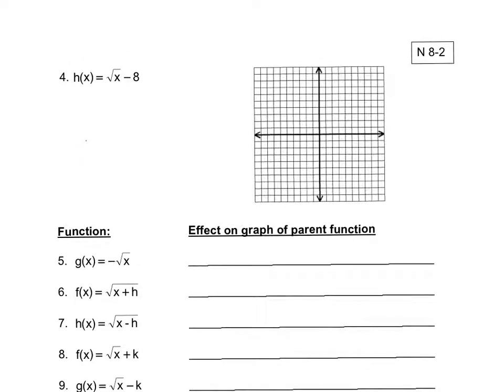Hopefully you see a difference between number 3 and number 4. Number 3, we were adding under the square root. Notice this one, we are subtracting outside of the square root. So if it's on the outside of the square root, that's when we have a vertical shift. So this is going to be shifting down 8. So again, you're shifting your 0, 0 point down 8. So plot that point first, and then everything else stays the same. So 1, 1, 4, 2, and 9, 3.